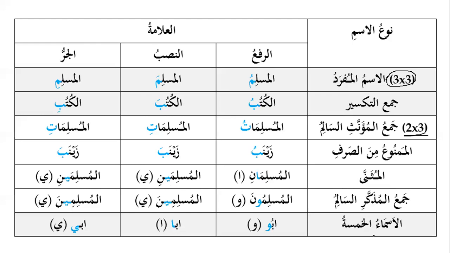And then we have al-asma'ul khamsatu. They have three different states: abu, aba, abi. So we say marfu bil waw, wa mansub bil alif, wa majroor bil ya. So this is a summary of the forms of the noun, primary and secondary.